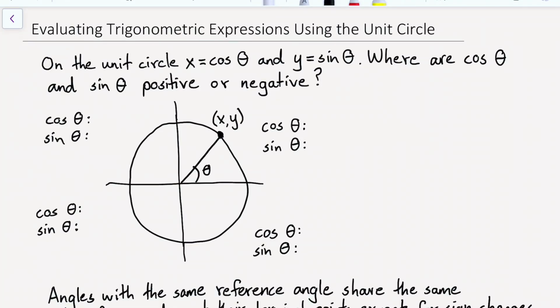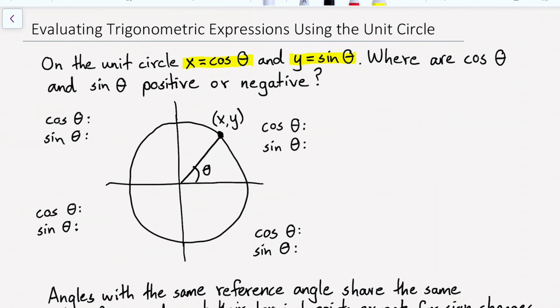In this video, I would like to discuss how we can evaluate trigonometric expressions in any of the four quadrants of the unit circle. We need to remember that on the unit circle, the x value of a terminal point is the same as the cosine of that angle, and the y value is the same as the sine of that angle.